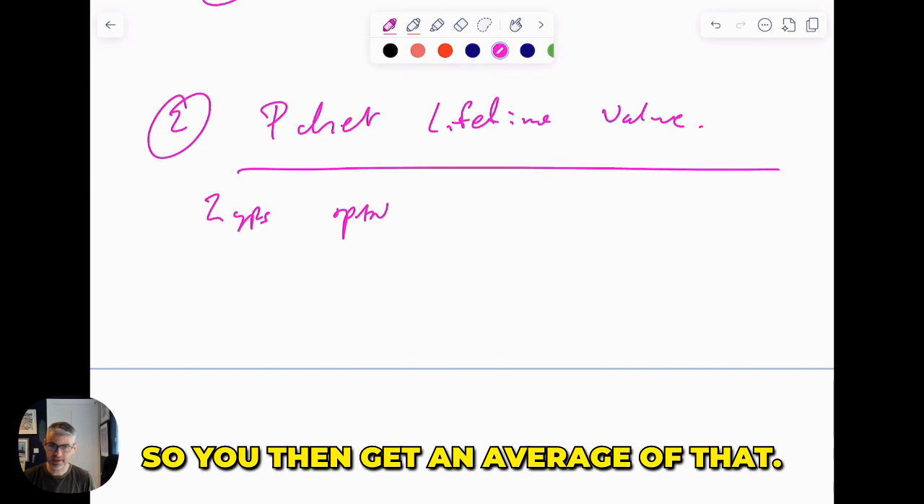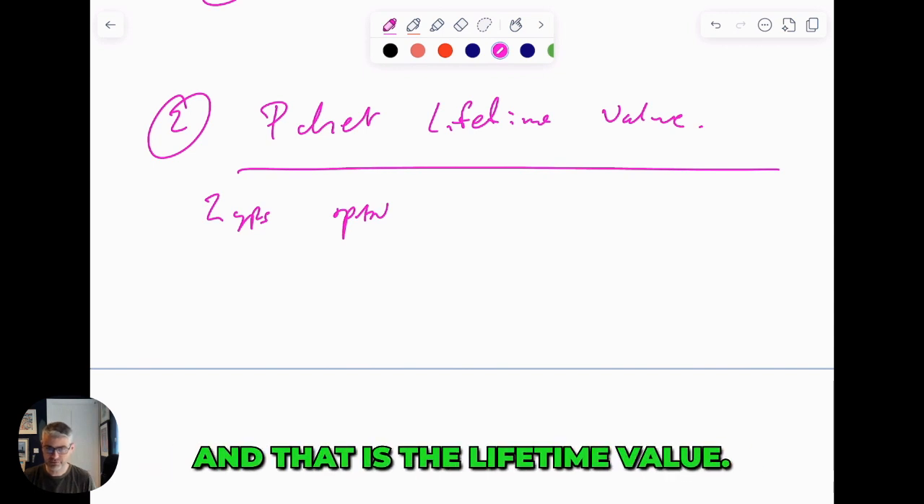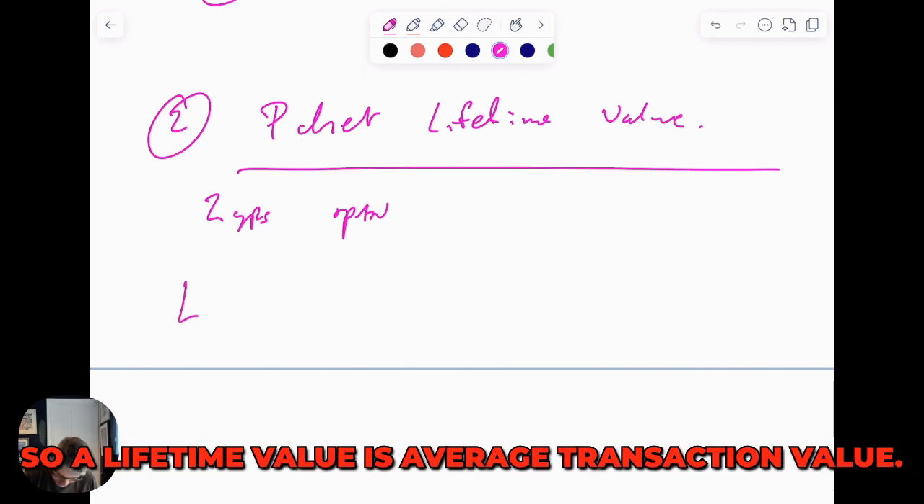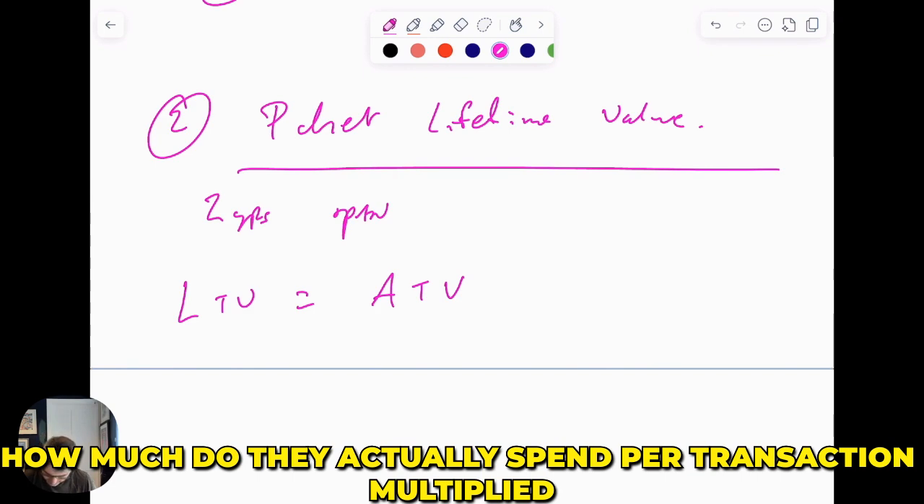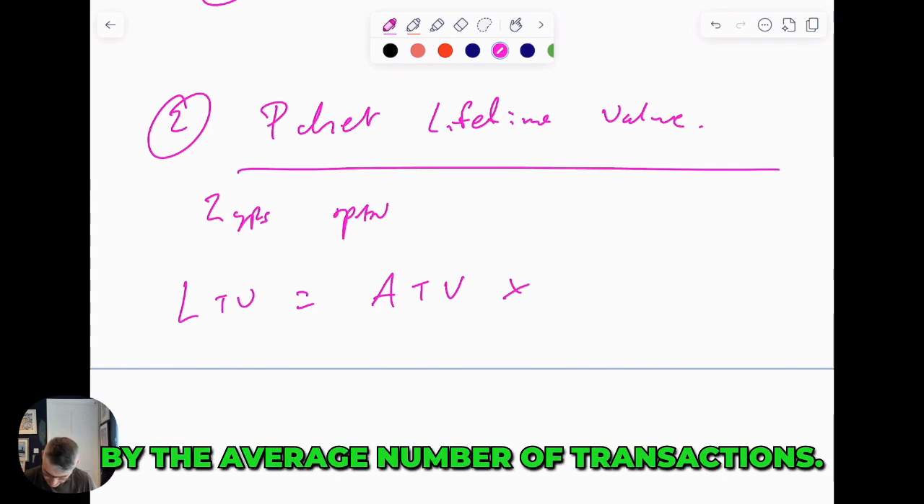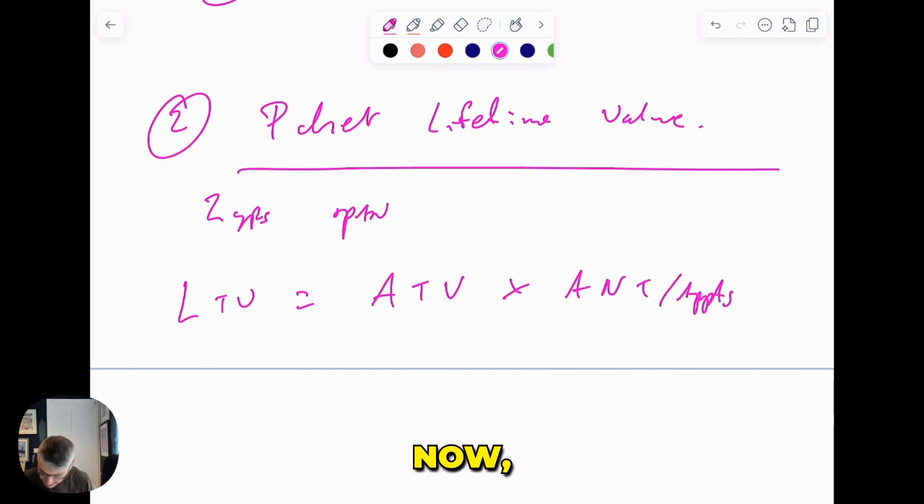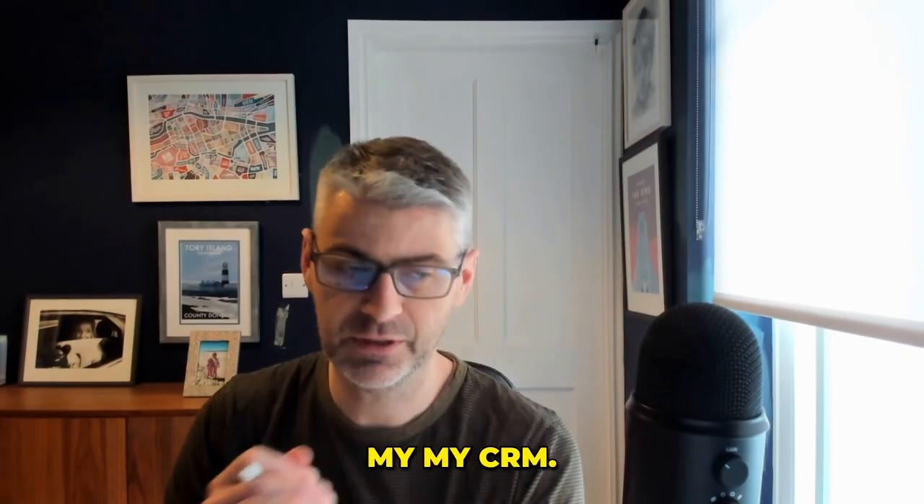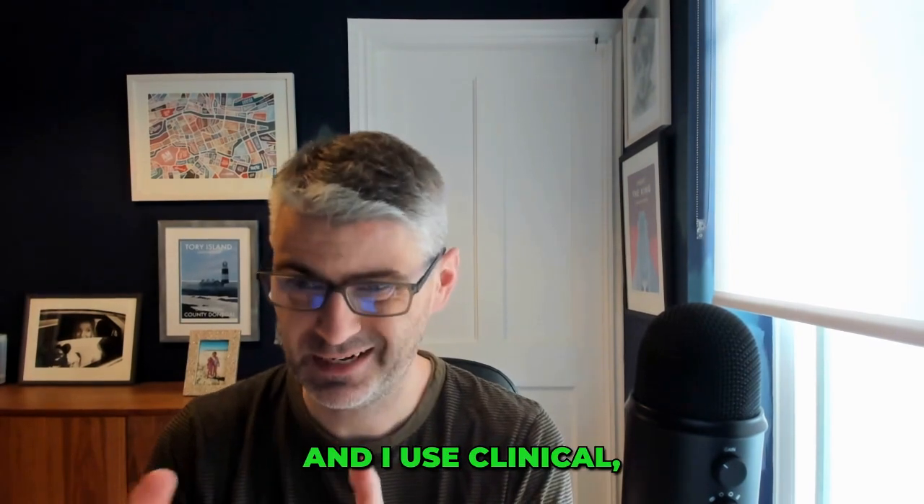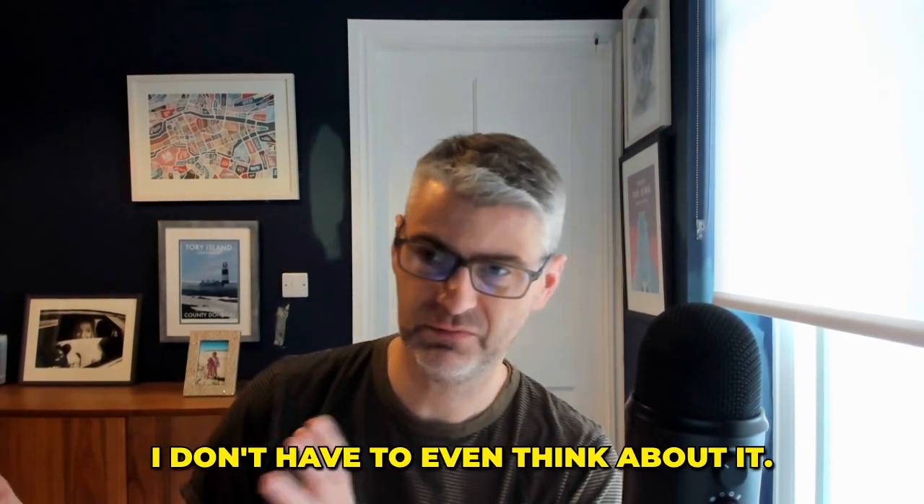So you then get an average of that, and that is the lifetime value. So lifetime value is average transaction value, how much did they actually spend per transaction, multiplied by the average number of transactions, or you could say appointments. Now, if I go to my system, my CRM, and I use Clinico, it gives me those numbers. I don't have to even think about it.